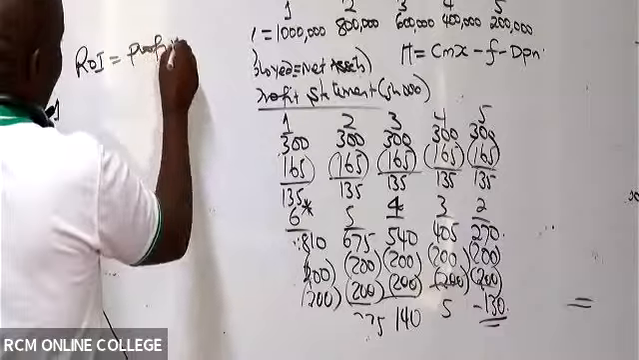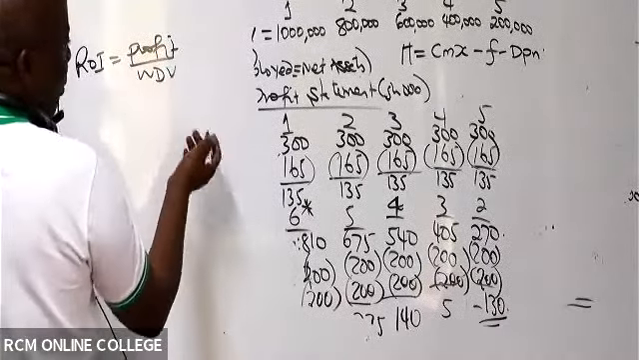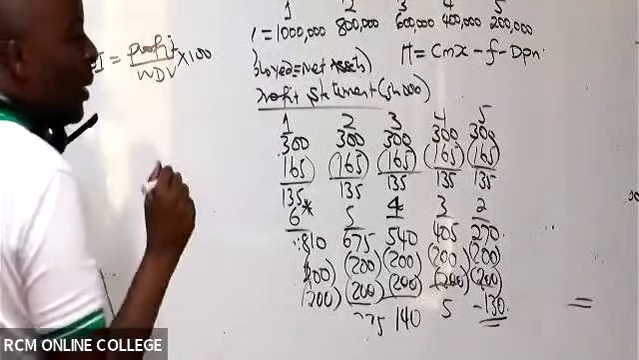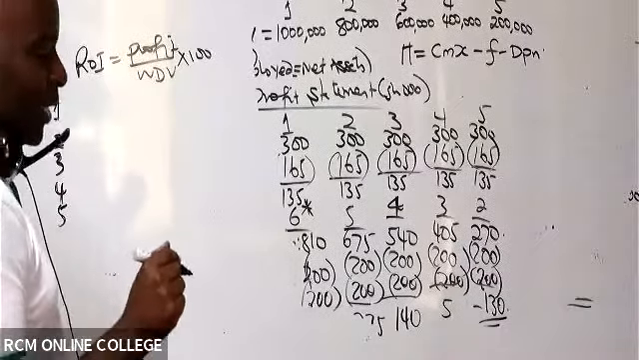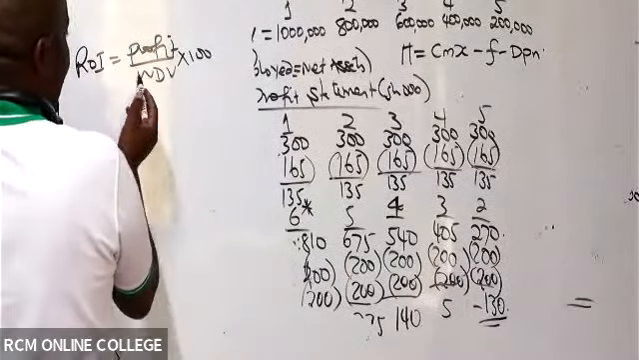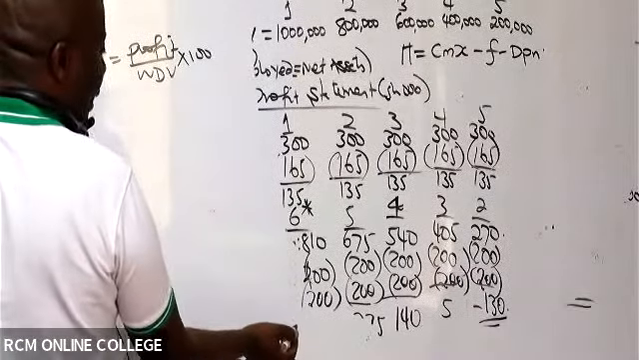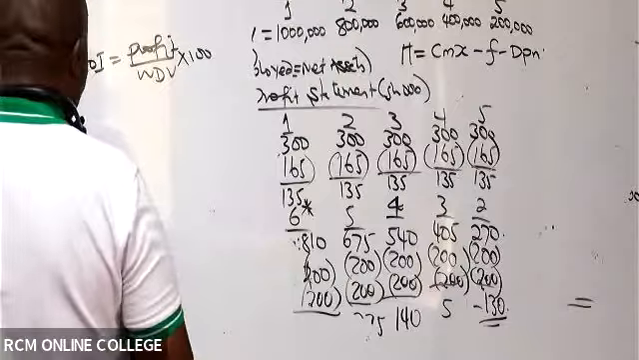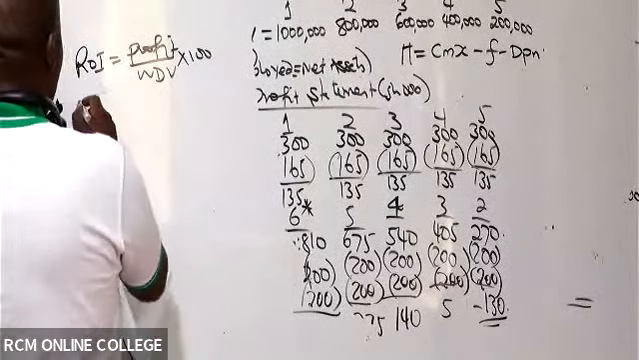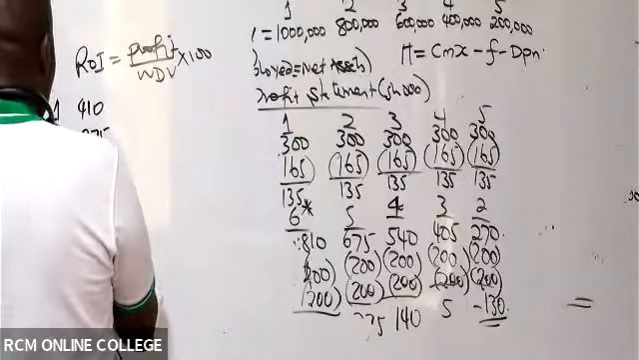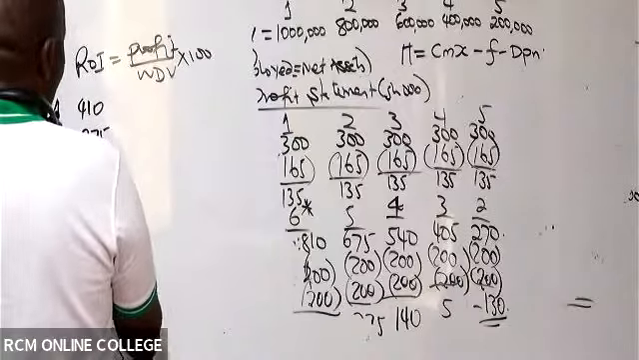It is our profit over our written down value, times 100. And remember, in most cases you prefer operating profit, over capital employed. Our operating profit has been given. Unfortunately, I rubbed mine. So the operating profits here are 410, then 275, then 140, then 5, then negative 130.